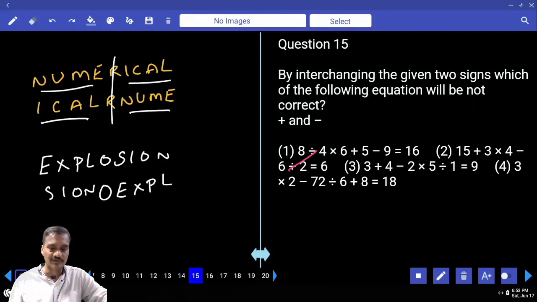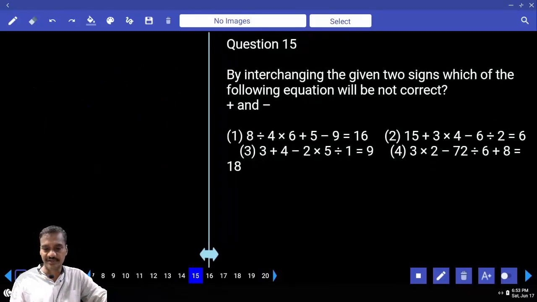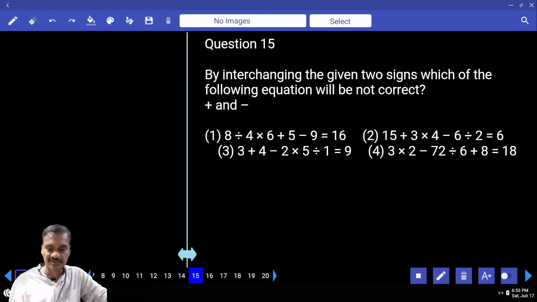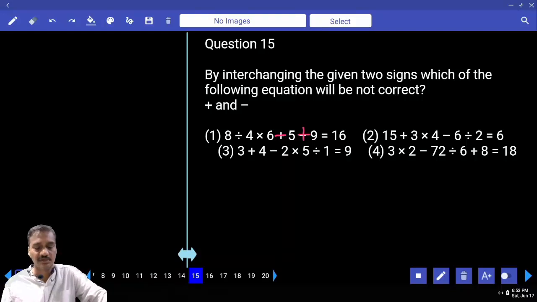And then the 15th one. Now question number 15, plus and minus are interchangeably given as two symbols. Now this is minus and this would be plus. Now 8 divided by 4, 2 into 6, 12, plus 9, 21 minus 5, 16. This is correct. The other one will not be correct. Among the four choices, we need to find out which is not correct.